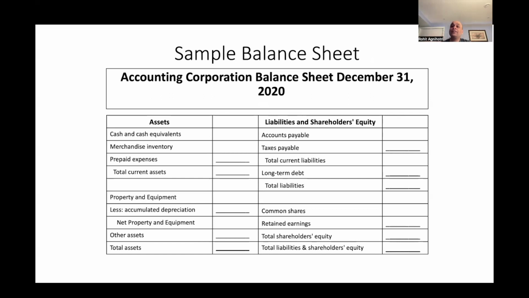And that is one of the reasons why we call this financial statement the balance sheet, because we are talking about balancing both the sides. The left side should equal the right side.